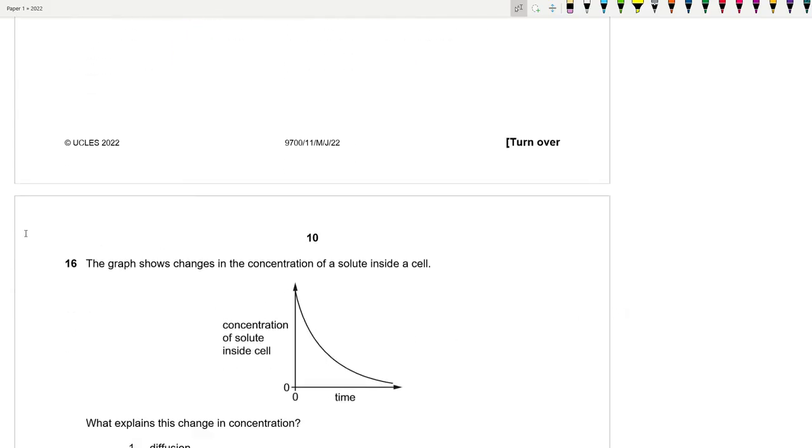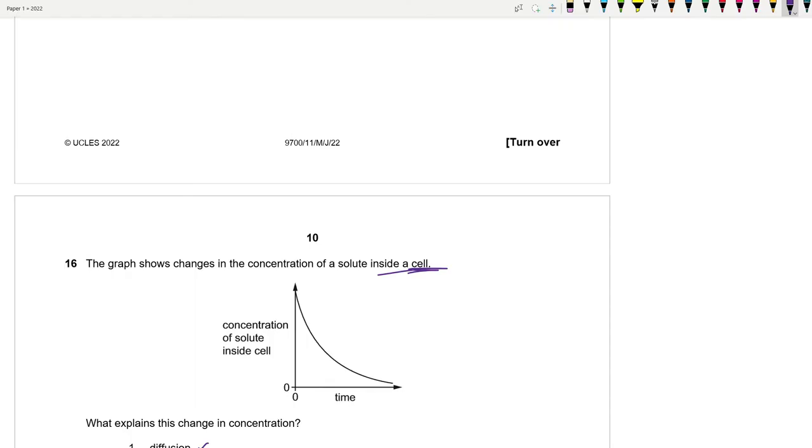The graph shows the change in concentration of a solute inside a cell. What explains this change in concentration? Okay, so basically, something can diffuse out of a cell. If endocytosis occurs, the concentration would actually increase inside the cell. So 2 can't be the answer. I'm going to exclude 2. It is between B and C.